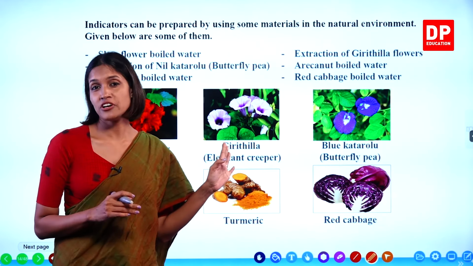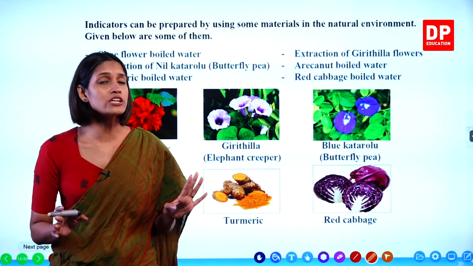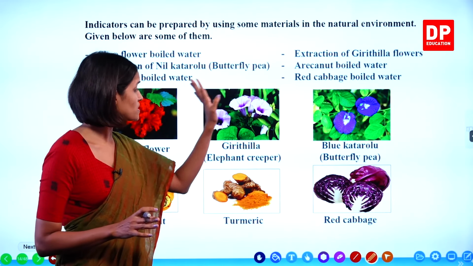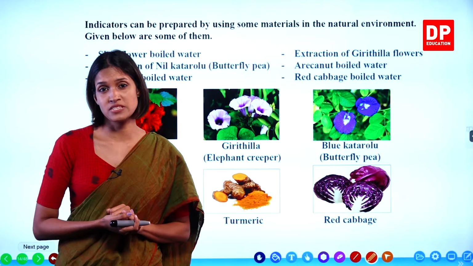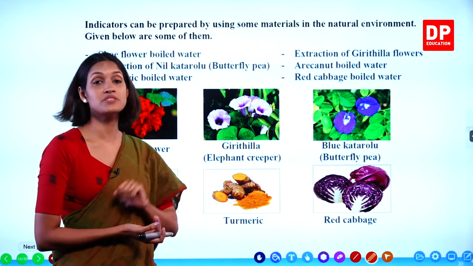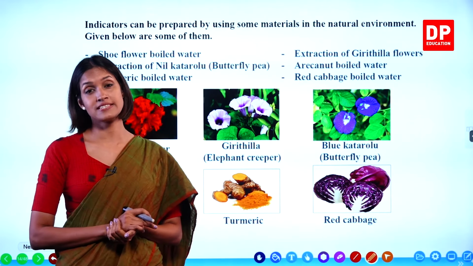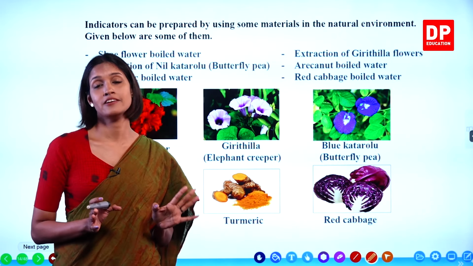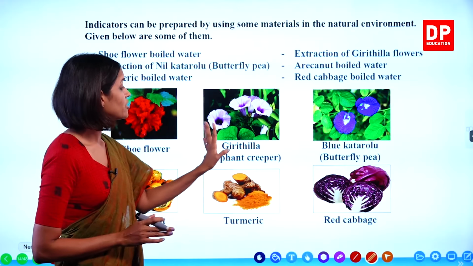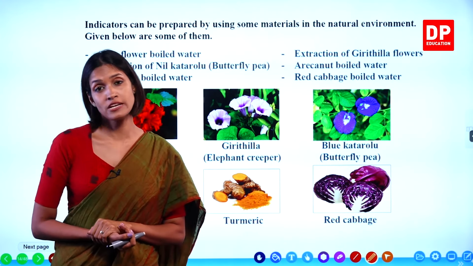So remember, we can't find all these substances in our environment, but you all can try to do these activities with at least a few of these substances. All these natural flowers and some of these substances you can find in your environment. Try to do these activities, children. These are really easy. Okay, so now we are going to do an activity using some of these natural indicators.